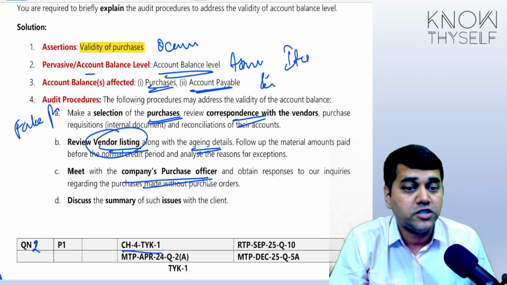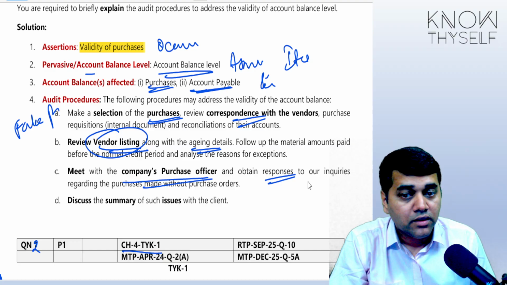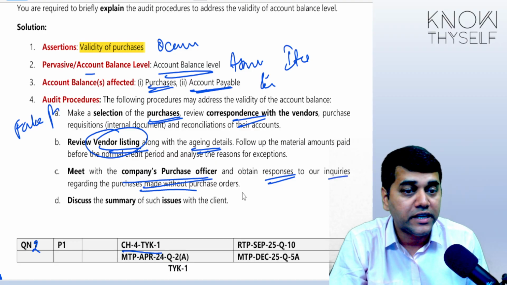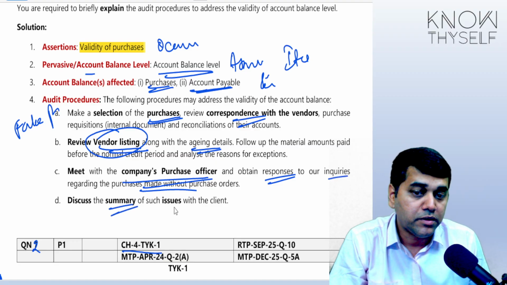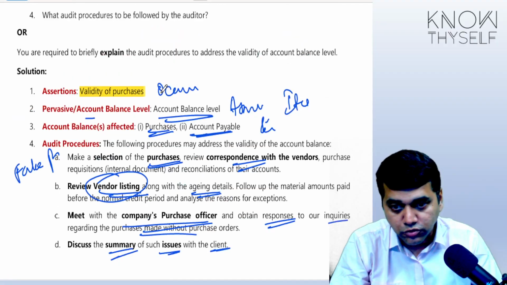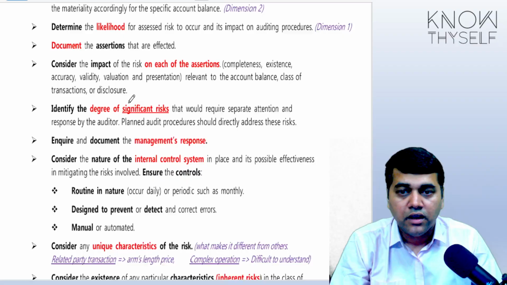Meet the company's purchase officer and make inquiries, like why orders are not made and you are getting the material, and discuss the summary of issues with the client. This will be your audit procedure. Very nice question, students, they have asked. Okay, maybe one last point, I think this is the last.